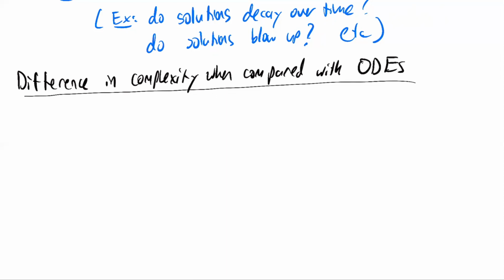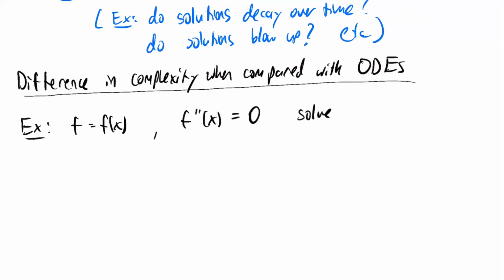For example, suppose we have a function of one variable x, and suppose it solves a simple equation, say the second derivative with respect to x is equal to 0. So let's suppose that f prime prime is equal to 0, and we want to solve this ordinary differential equation. Well, everyone hopefully knows how to solve this. We just take antiderivatives, right?